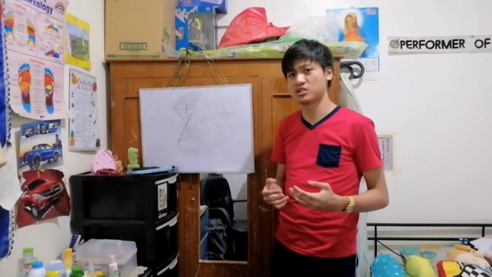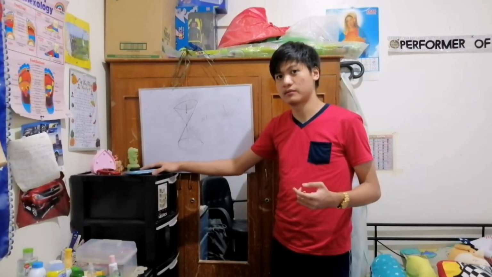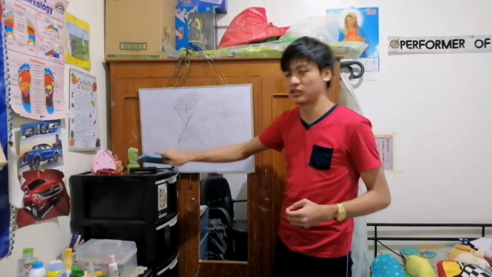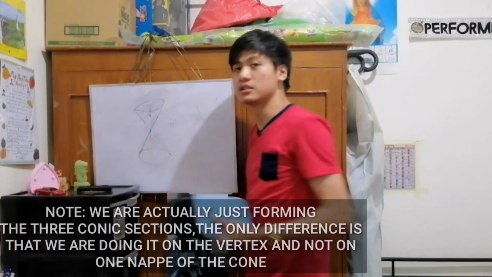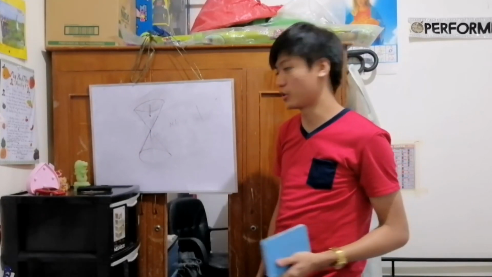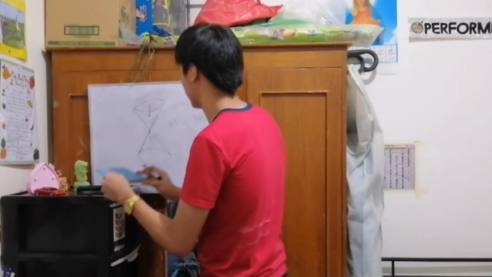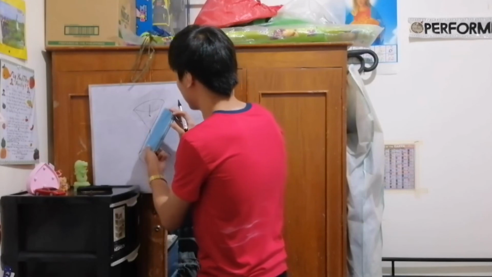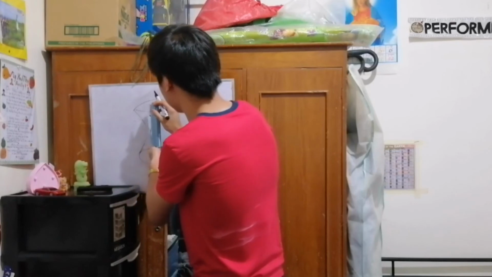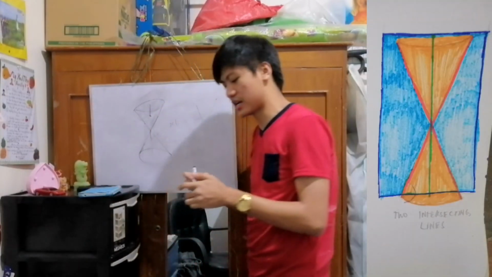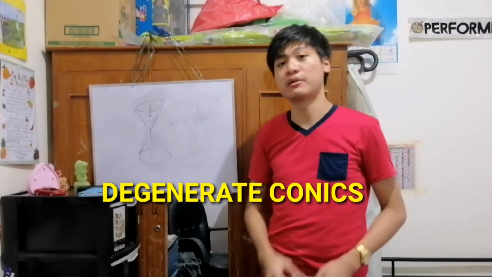Now, with these three conic sections that we made, the plane did not meet the vertex. It means that we use one nappe of the cone, isn't it? Now, what if I intersect this plane at the vertex? We can form a point, and then my parabola will become a line, and the hyperbola becomes two intersecting lines. Now, that point, line, and two intersecting lines are what we call degenerate conics.